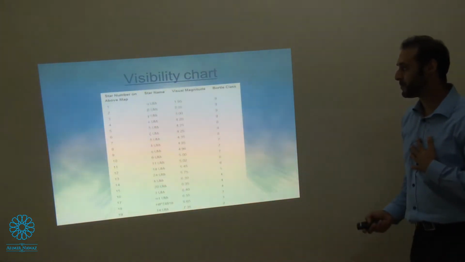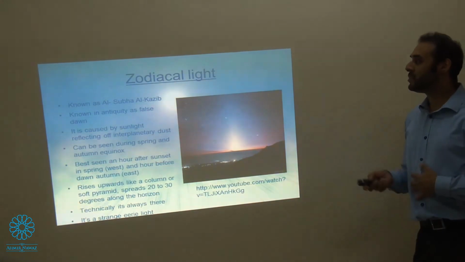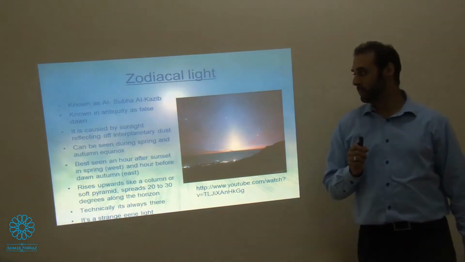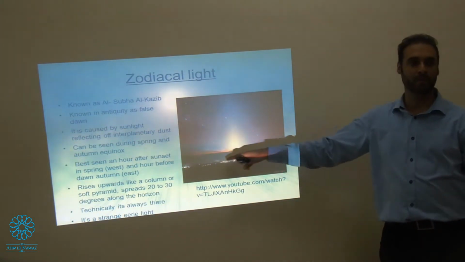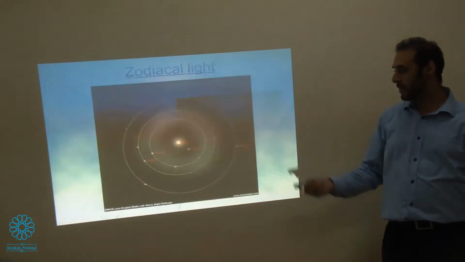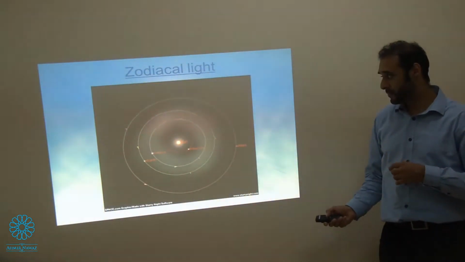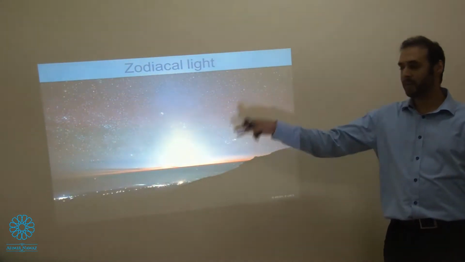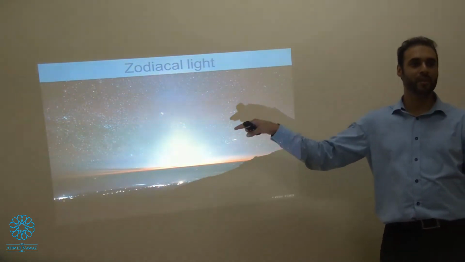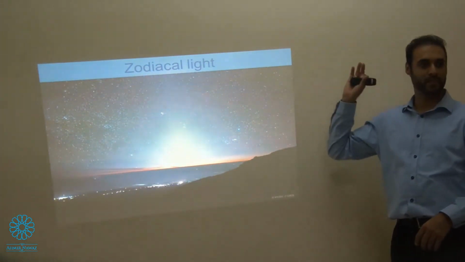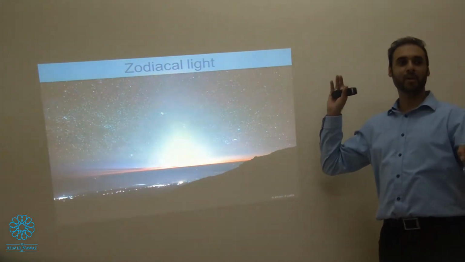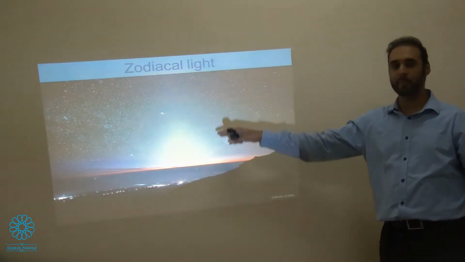Okay, so the zodiacal light, known as Subh Kadhib, known in antiquity as false dawn. Now this is the picture of false dawn. It actually looks like the time for Fajr. If you saw that in the countryside, you'd say, okay, it's Fajr. You'd actually start your prayer, and you'd finish your prayer, and then it would become darkness again.